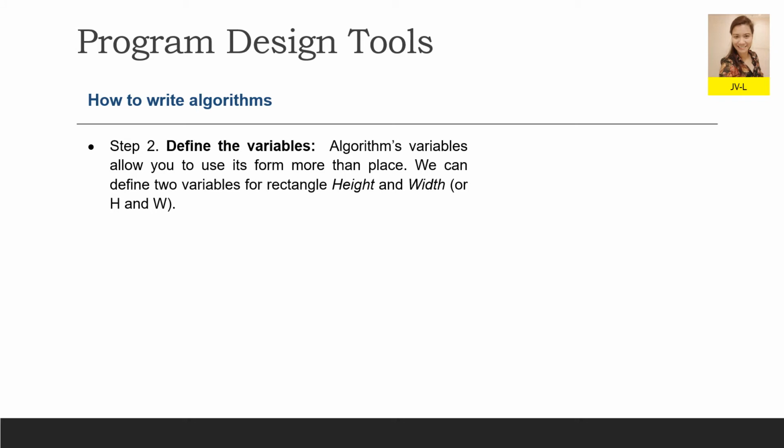Step number 2, define the variables. Algorithm variables allow you to use a value more than once. We can define two variables for the rectangle, which are the height and the width, or we could define them as h and w.